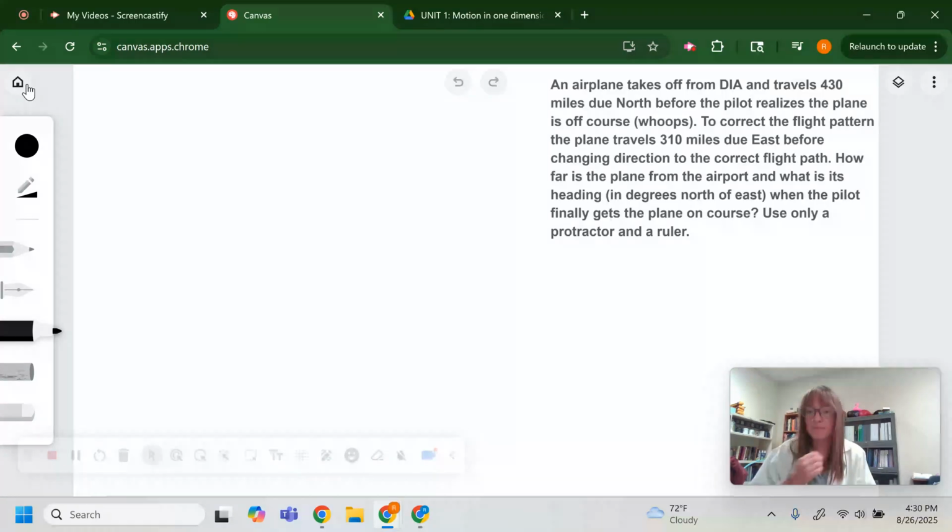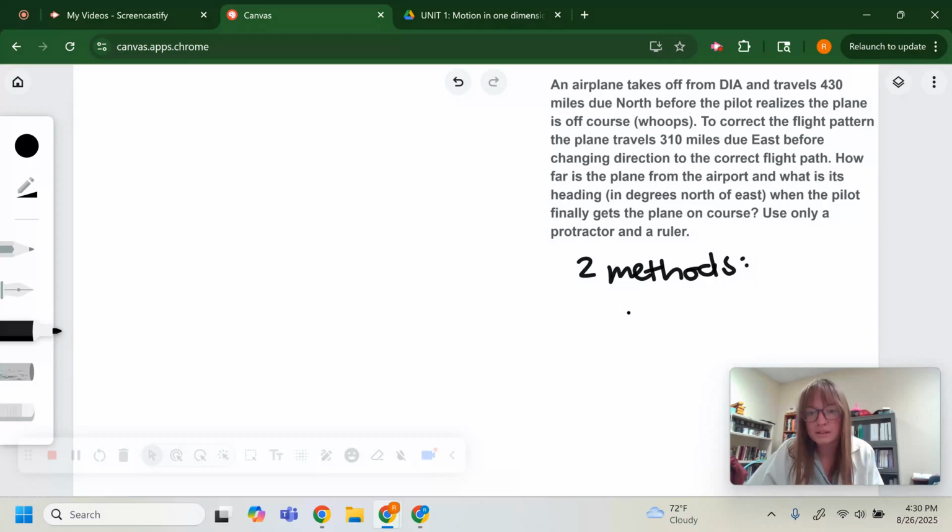Okay, for this problem, we are going to learn how to do vector addition. Now, there are going to be two methods that we use for vector addition. The first one, which we'll learn in this video, is a method that I call the two-scale diagram method.